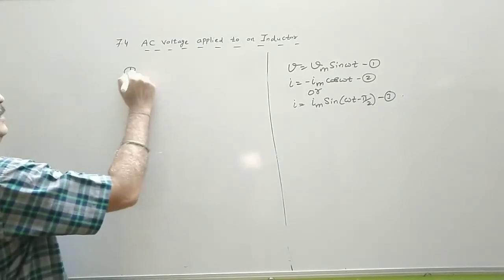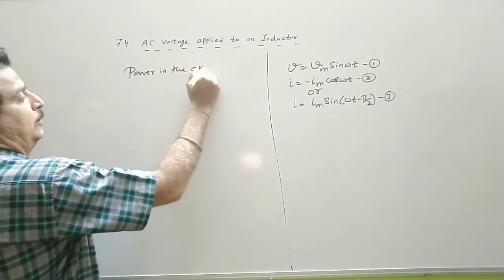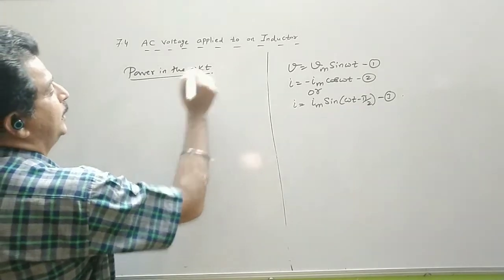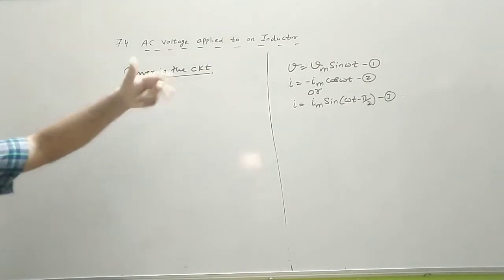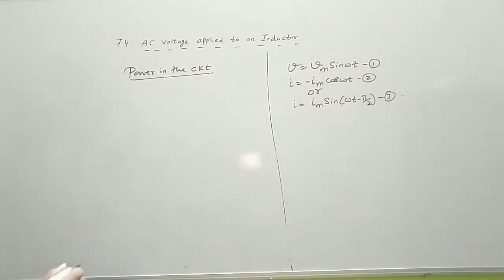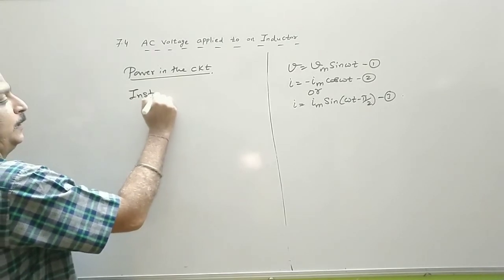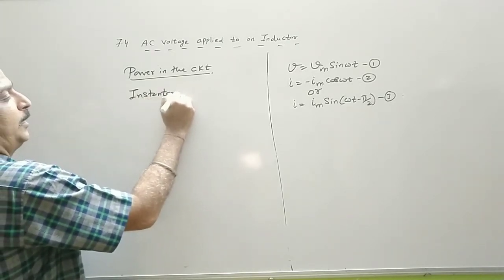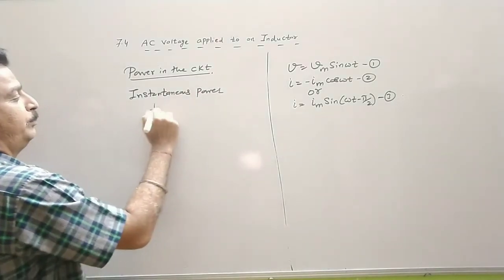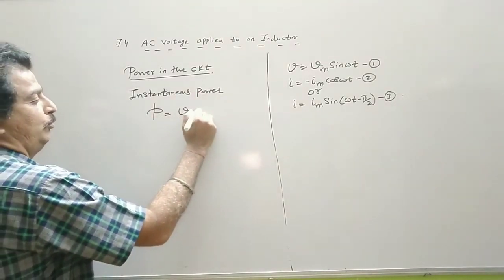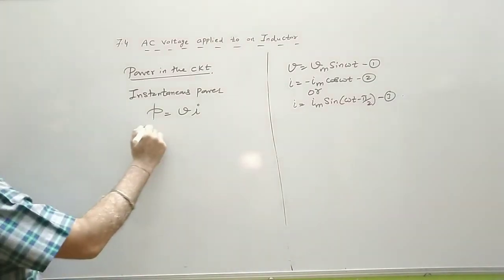Now power in the circuit, or the power supplied to an inductor. So how much power is supplied by the source to an inductor? So instantaneous power P is equal to V into I, that is the instantaneous power.